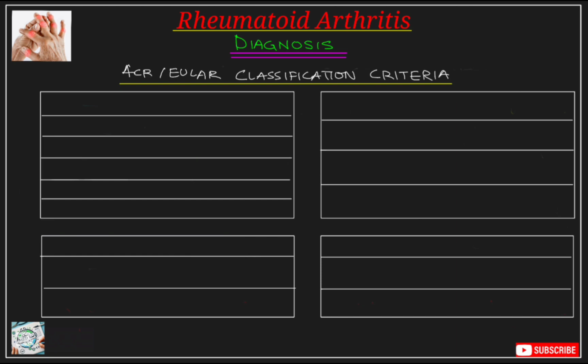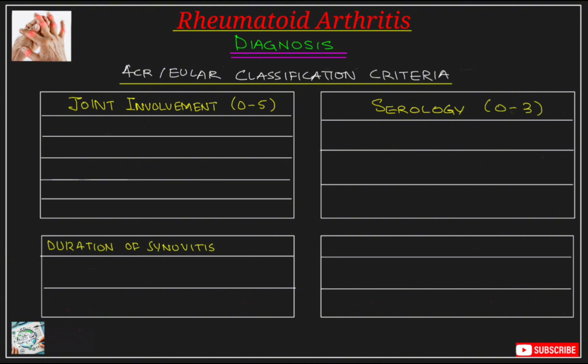There are 4 key parameters, each assigned a specific range of points based on the severity or extent of findings. These parameters include joint involvement with a score of 0 to 5, serology, meaning autoantibodies, with a score of 0 to 3 points, duration of symptoms 0 to 1 point, and acute phase reactants 0 to 1 point. Now let's break down each parameter one by one.